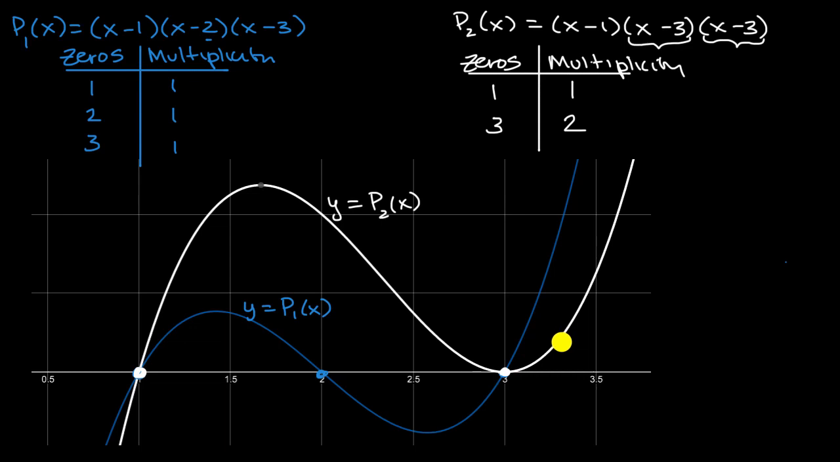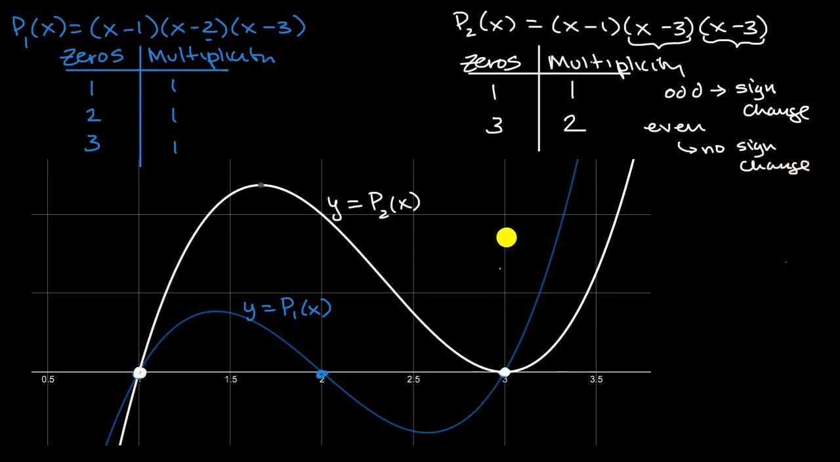And the general idea, and I encourage you to test this out and think about why this is true, is that if the multiplicity is odd, so if it's 1, 3, 5, 7, etc., then you're going to have a sign change. While if it is even, as in the case of 2 or 4 or 6, you're going to have no sign change.